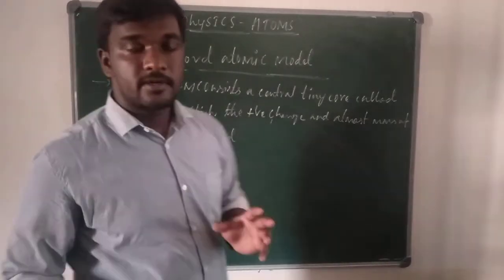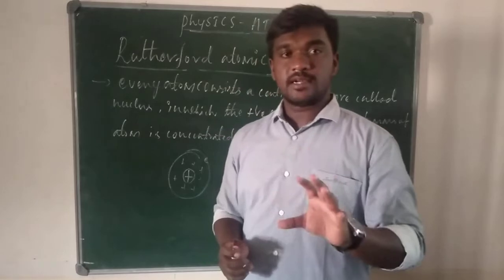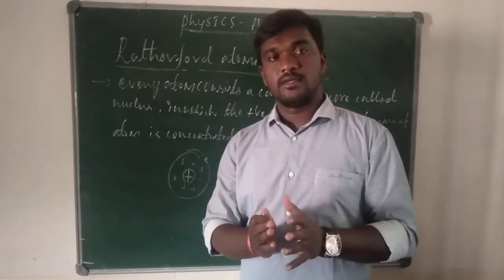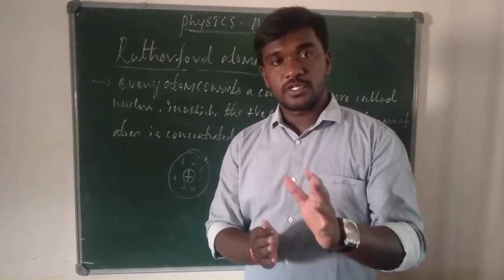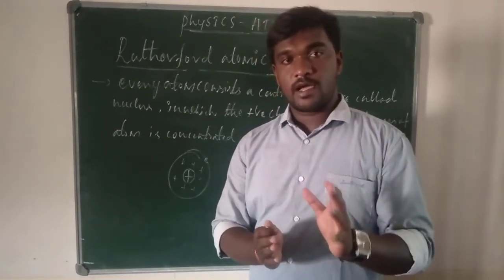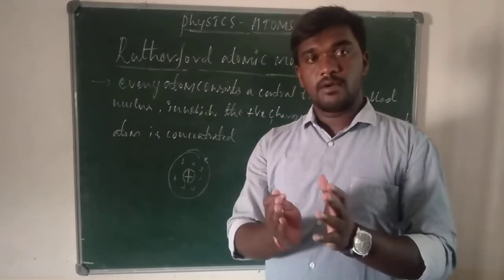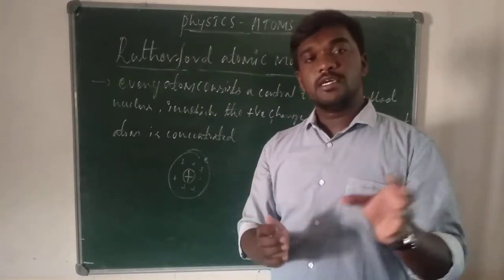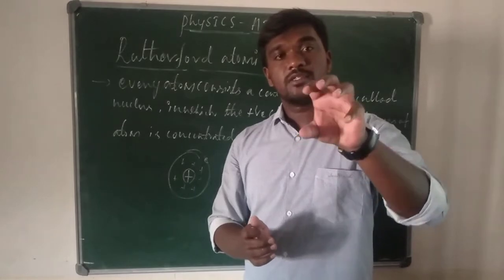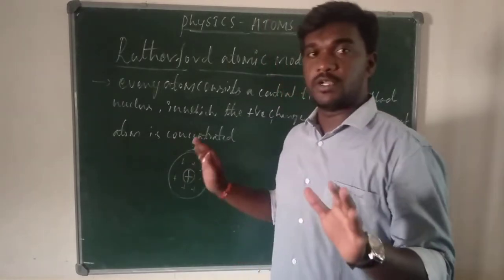Are you getting my point? The atom consists of a central tiny core, called the atomic nucleus, in which the positive charge and the entire mass of the atom is concentrated. The mass of the atom and the positive charge are concentrated in the nucleus of the atom. That is one postulate.